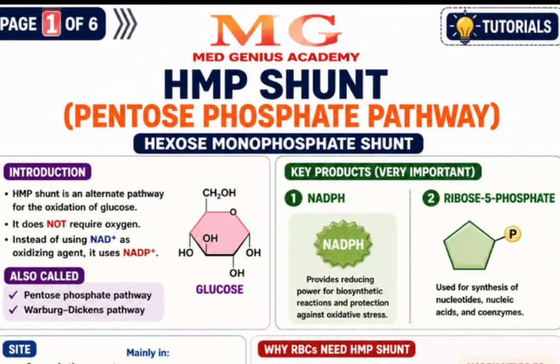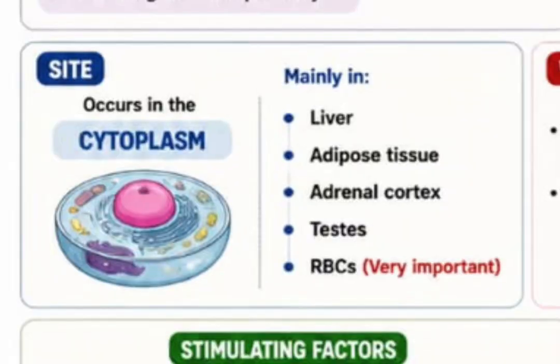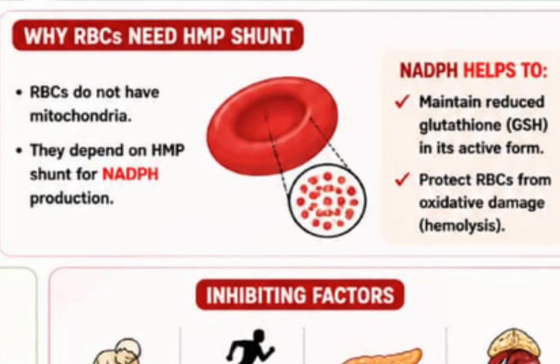The second question we ask ourselves is, where is the site? Where is it produced? Now, it all occurs in the cytoplasm, but the cytoplasm of different places: any place where HMP shunt is needed. So in the liver, adipose tissue, adrenal cortex, testes, and RBC. It is very, very important in RBC, because if NADPH is not produced in RBC, the RBC will undergo hemolysis. It will be destroyed, and it will cause different problems.